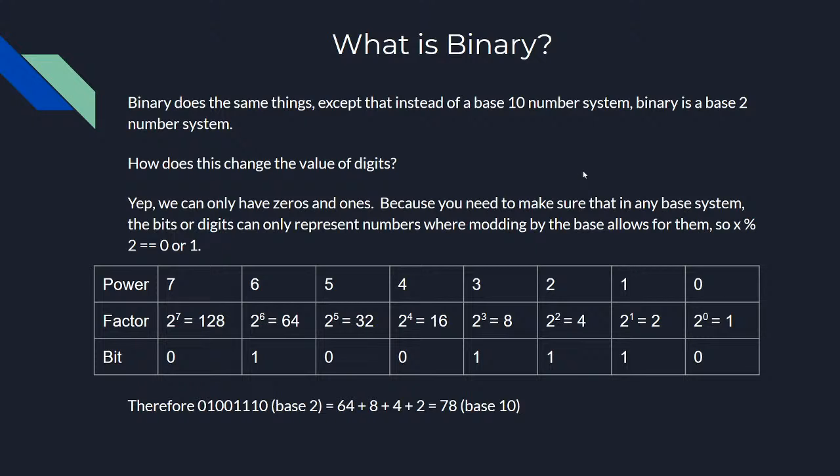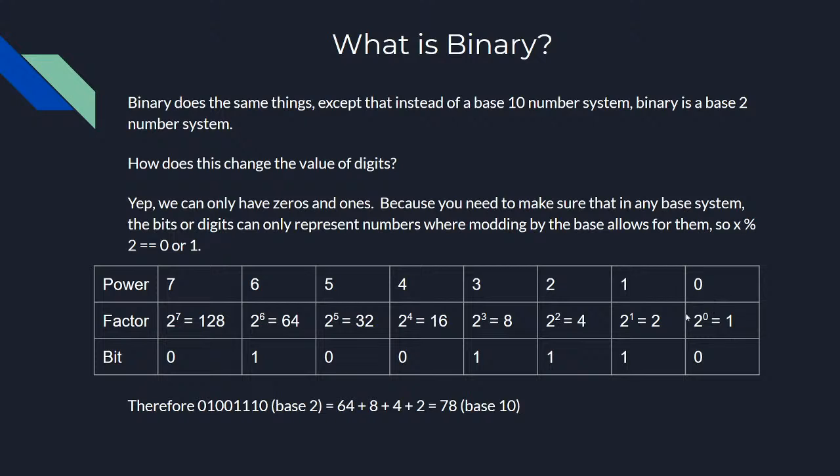So, as it turns out, binary works the same way. Binary works the same way, except that instead of the base being 10, the base is now 2. So that changes two things. First, the powers stay the same, because it just goes 0, 1, 2, 3, 4, 5, all the way up. But what does get modified are these factors or exponents or whatever you want to call them here.